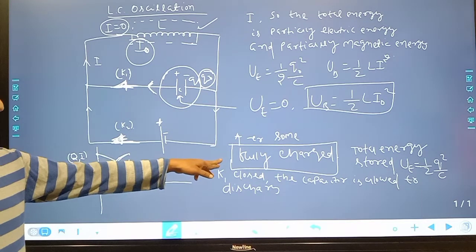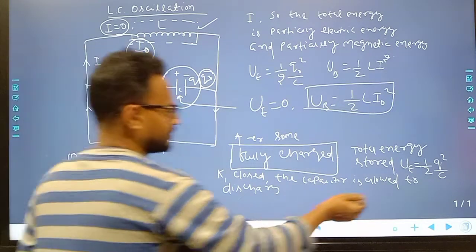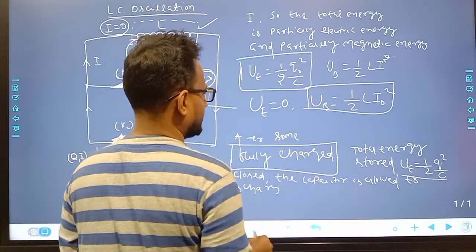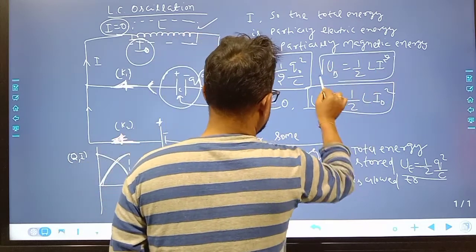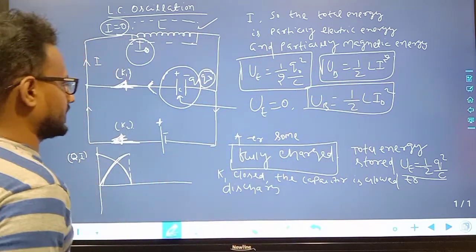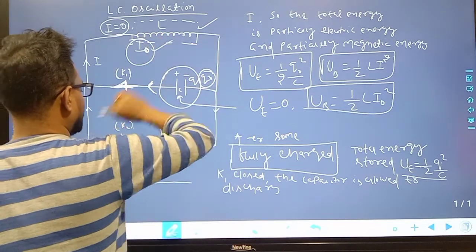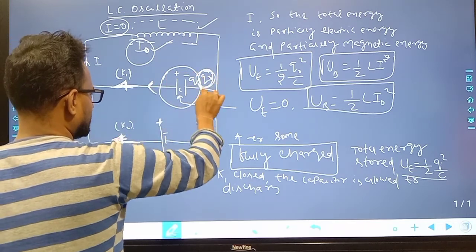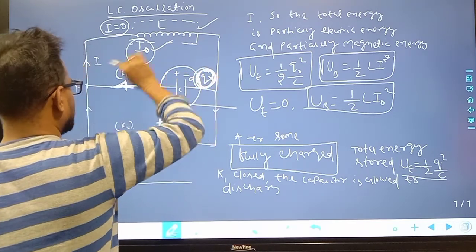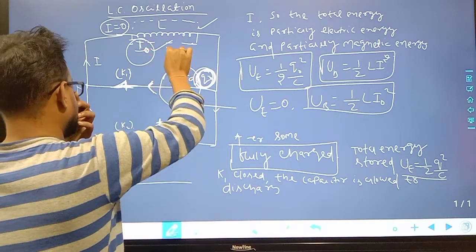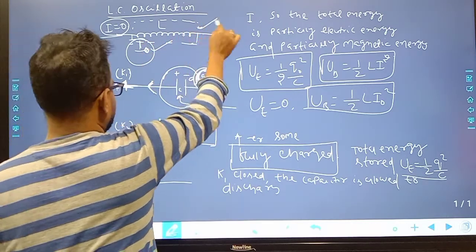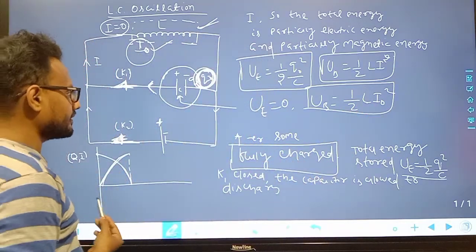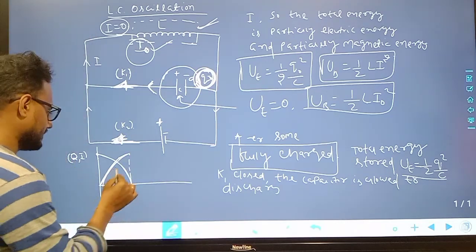But when the capacitor is fully charged, the energy is entirely in the form of capacitor energy. After some time, it is partially electrical energy and partially magnetic energy. At a particular instant, the current is maximum, that is I naught. When the current is maximum, the charge becomes 0, and the total energy is stored in the form of magnetic energy by the inductor. So that is half L I naught squared. Clear?